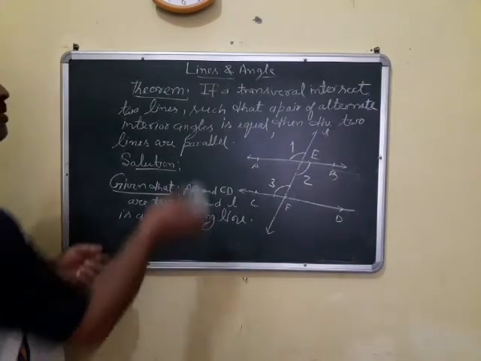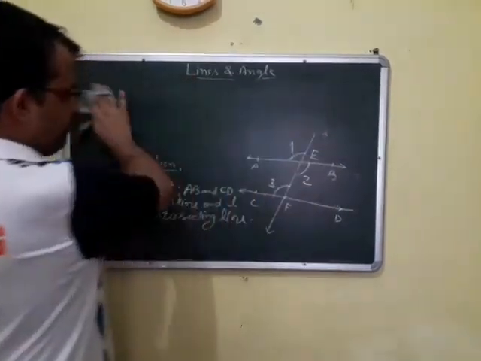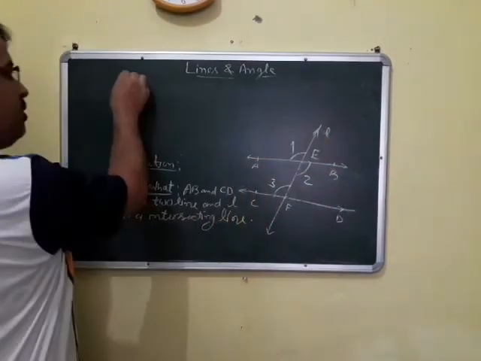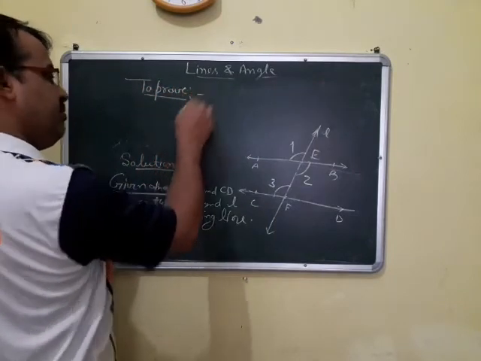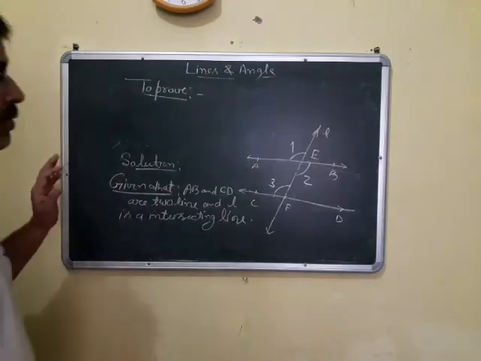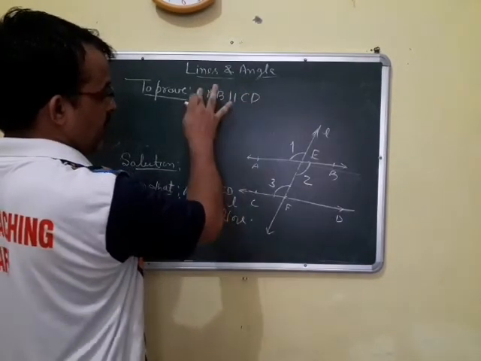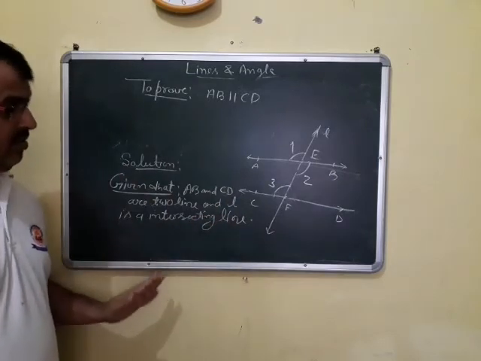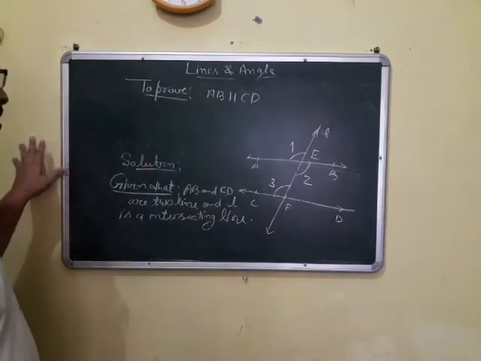What do we prove here? To prove: AB parallel to CD. And AB parallel to CD कब होंगे? जब alternate interior angles क्या होंगे? Equal होंगे. Clear? तो AB parallel to CD. Now here is your proof.